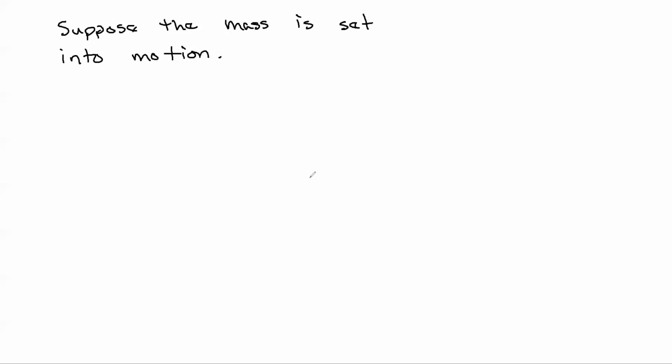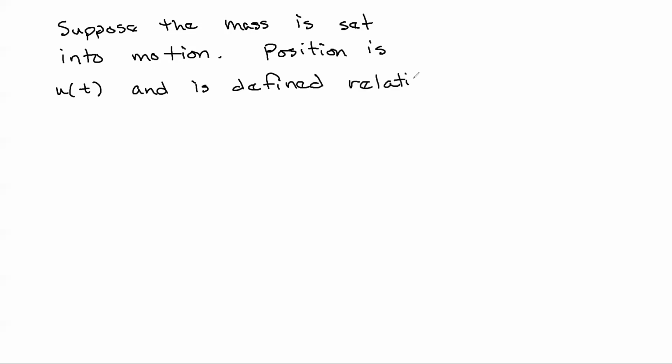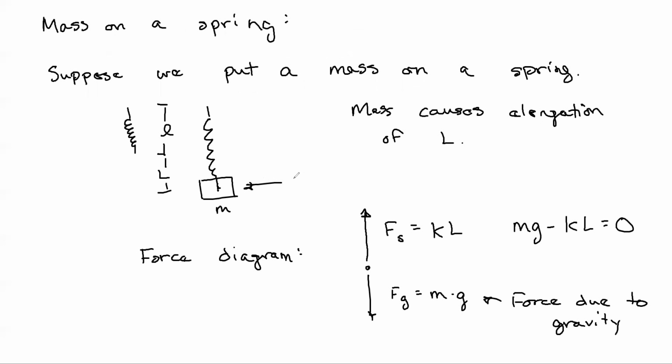If we're going to do that, then we need to denote the position. We're going to define the position as u of t, and it is defined relative to equilibrium. So what does that mean? We're going to say that the equilibrium position is the position from the previous slide. This position here is the equilibrium position.